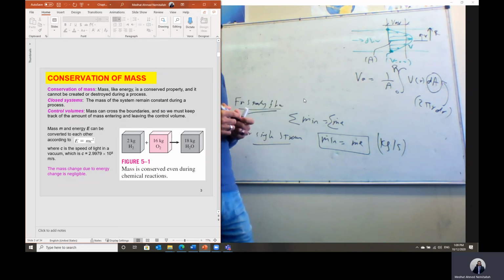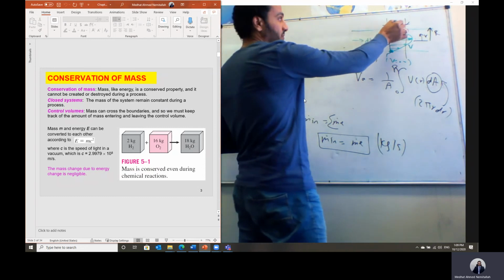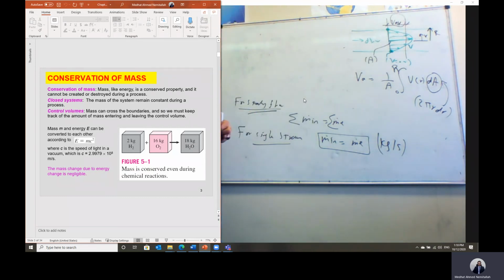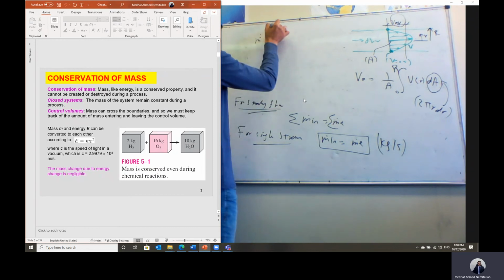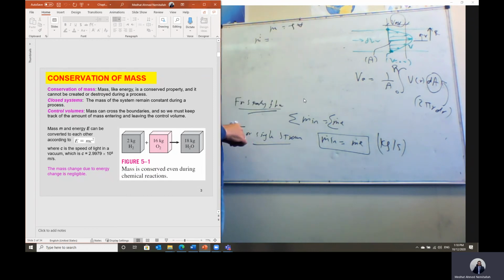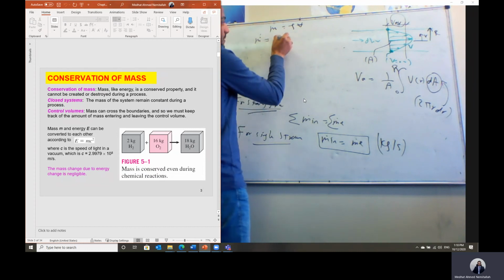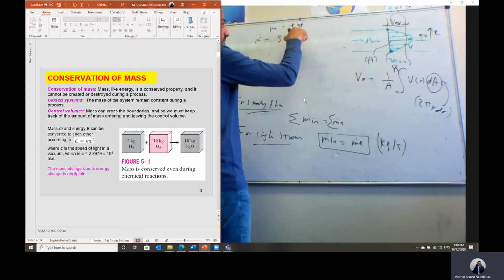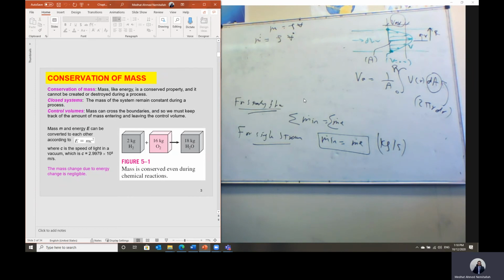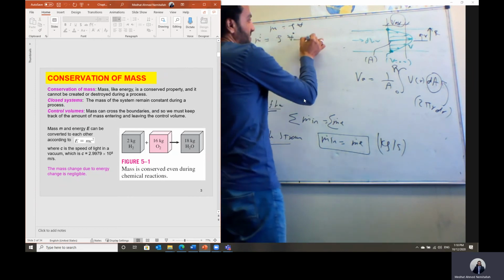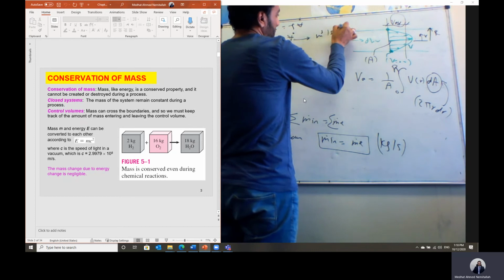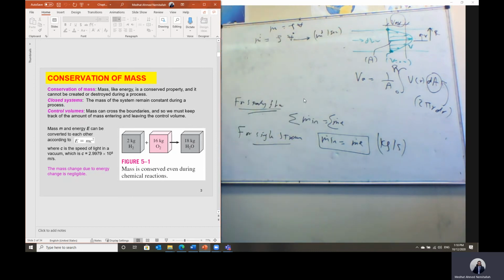But in your problem or in application, the value of the average velocity will be given directly to you. So to calculate the mass flow rate through this system, the mass is defined as the density multiplied by the volume. By definition, density is mass over volume, so mass is equal to density multiplied by the volume. And mass flow rate, we have to define by time. So instead of volume, we call it the volumetric flow rate, and this volumetric flow rate is calculated in meter cube per second.